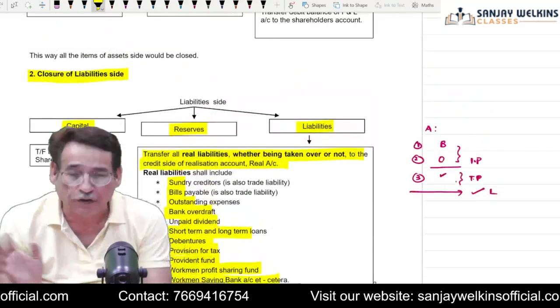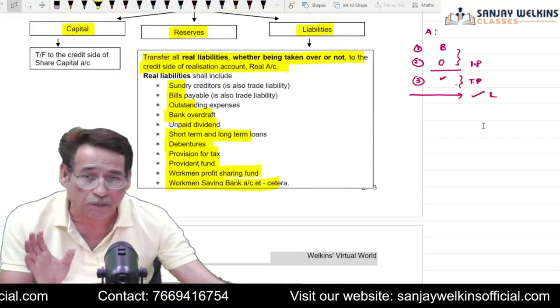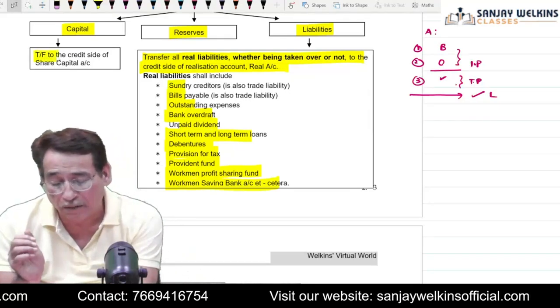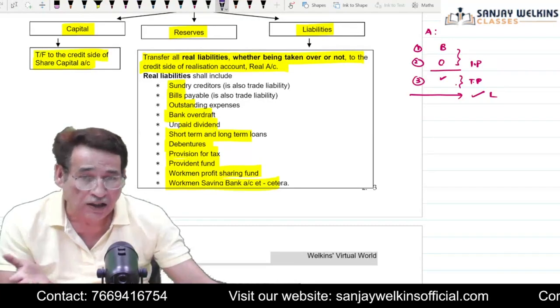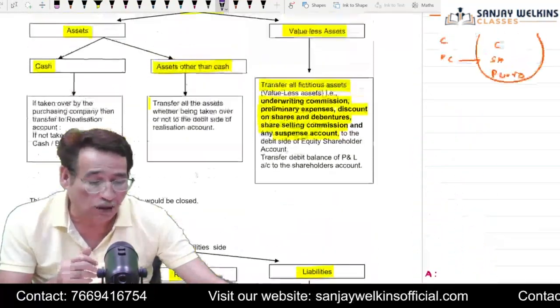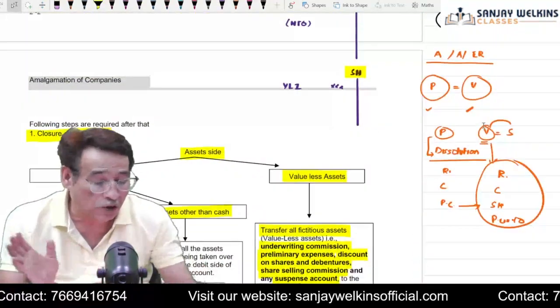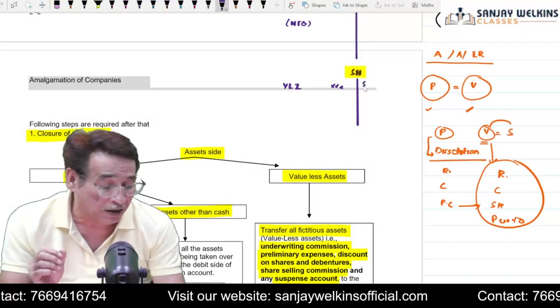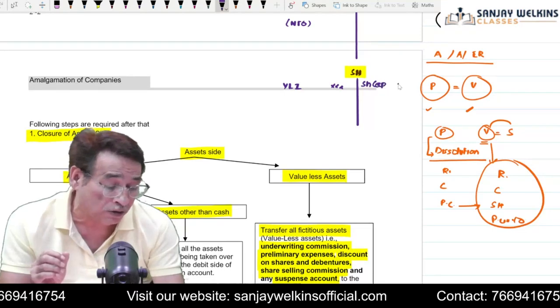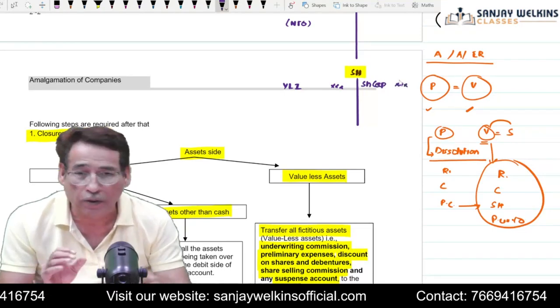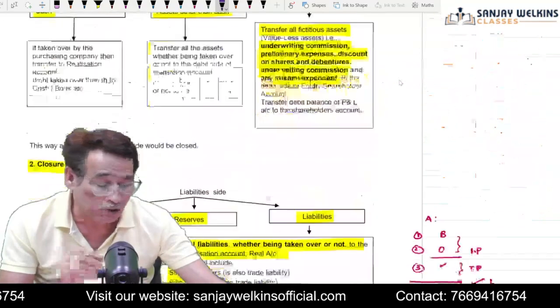Now we are left with capital and reserves. As far as capital is concerned, capital means share capital. Whatever share capital will be there, obviously it cannot be taken over by the new company. So share capital will be posted to the credit side of the shareholders account, and here you are going to write "by share capital" on the credit side of the shareholders account.